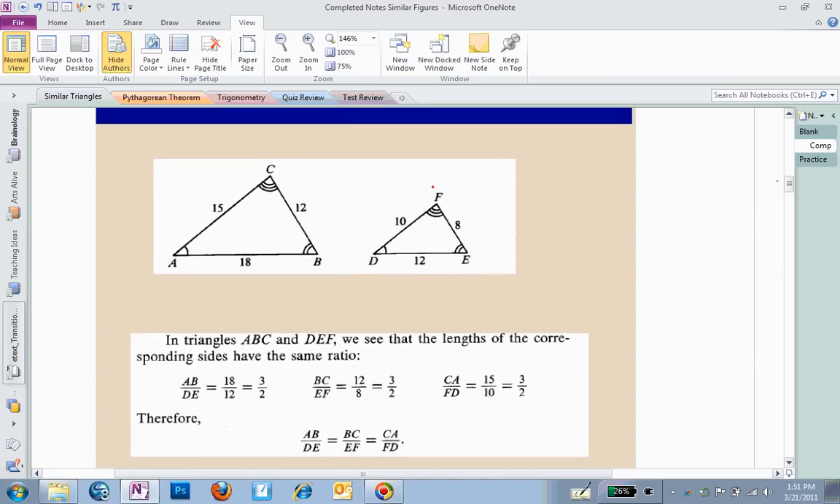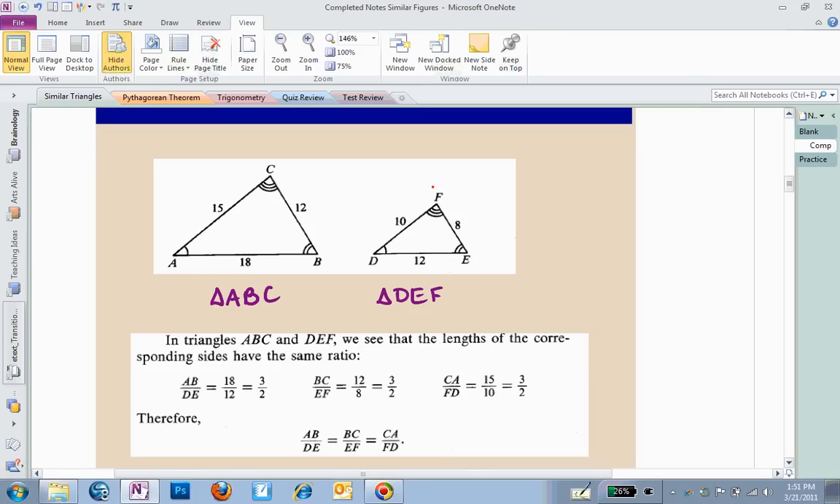Here we have triangle ABC and triangle DEF. Triangle ABC is our bigger triangle. Triangle DEF is our smaller triangle. We can see that angle A is congruent to angle D, angle C is congruent to angle F, and angle B is congruent to angle E according to the drawing.